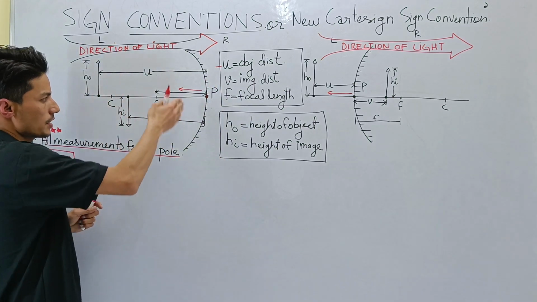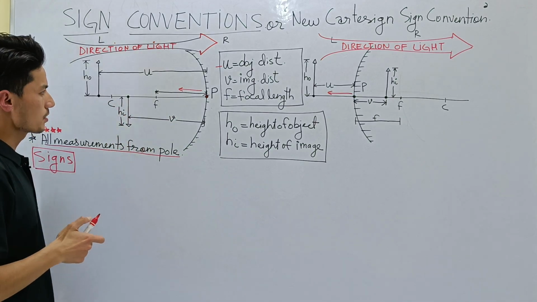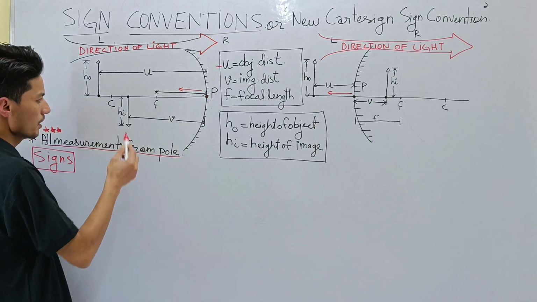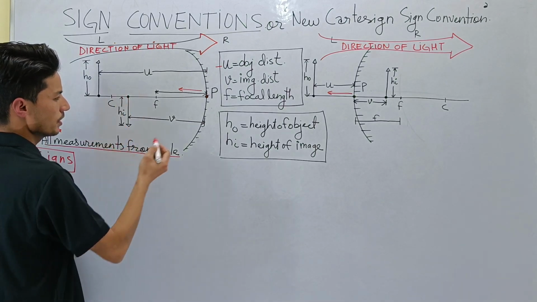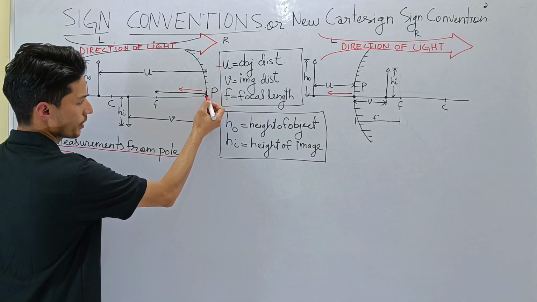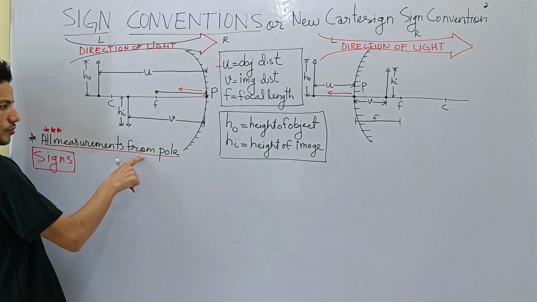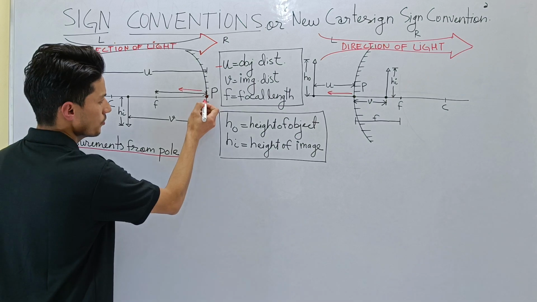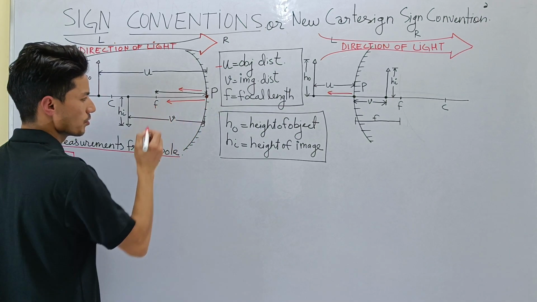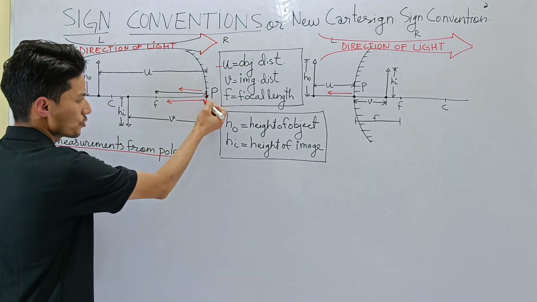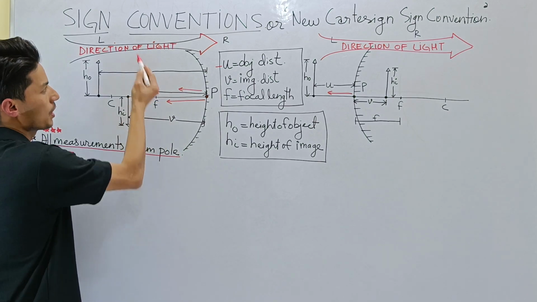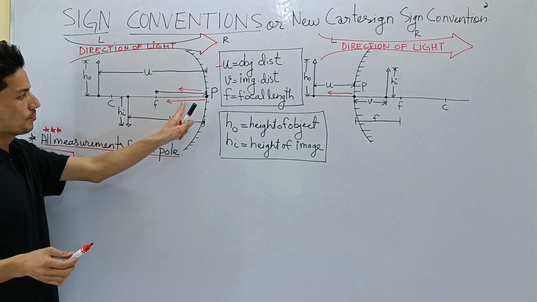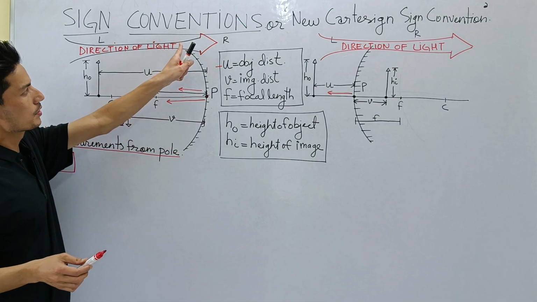In this case, what sign will the image distance v have? Our image is here, and we should go here because all measurements start from the pole. So we will be moving towards this point. This is my direction of movement. As you move to measure image distance, look up. You are looking at the direction of light. Now check the direction of your movement with respect to the direction of light.